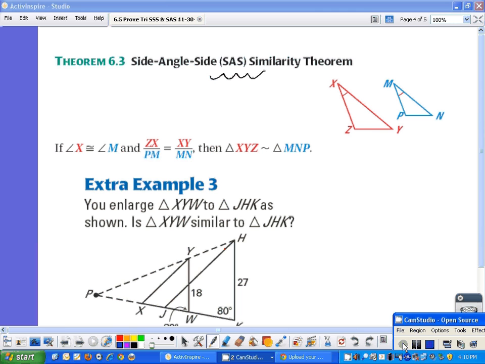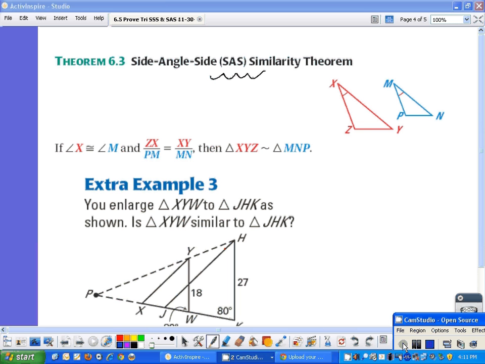We're now going to talk about side-angle-side similarity, the second theorem we're learning in Lesson 6.5. This theorem is a little more complicated than the side-side-side similarity theorem because now we are mixing angle information and proportional side information. And we're particular about which angle. Again, we're going to be using the included angle, just like on side-angle-side congruence in the last chapter.